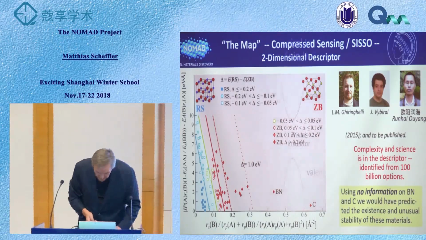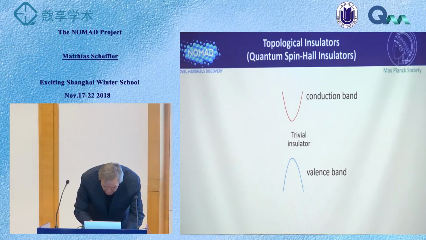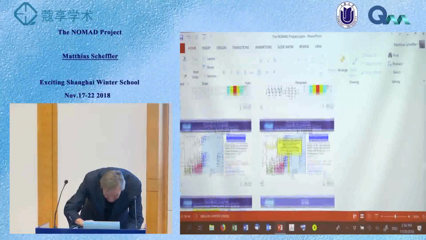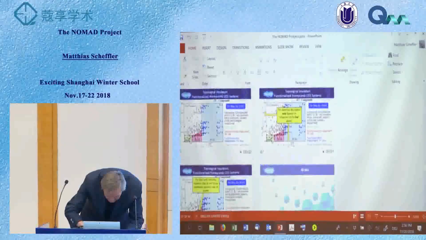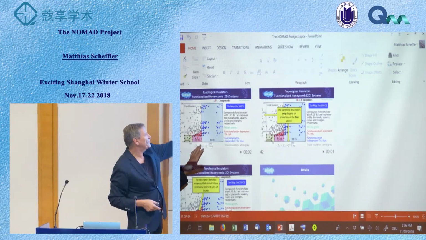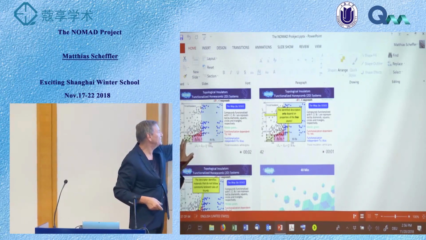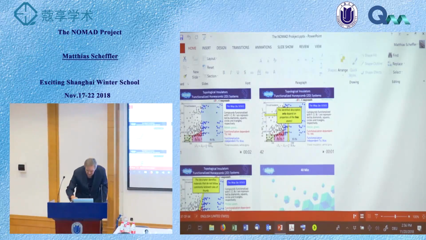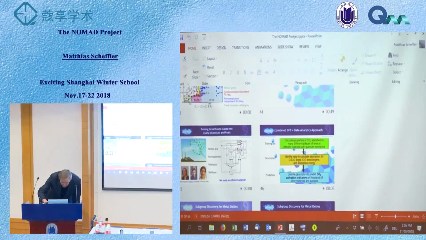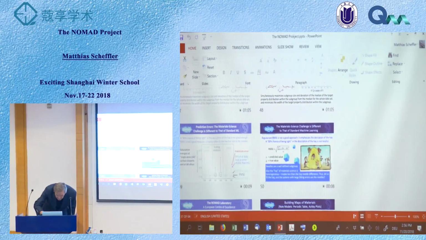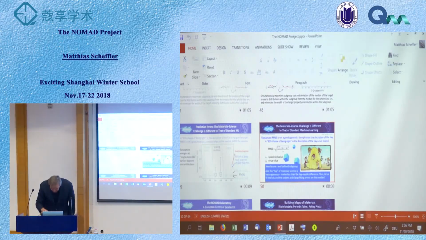Now, I wanted to describe many other things. I wanted to talk about topological insulators, which I don't do. So on the topology, let me only tell you that at least we found a nice map. We found systems which are topological insulators, which are metals, which are semiconductors, and we found some intermediate region which nobody had expected before.